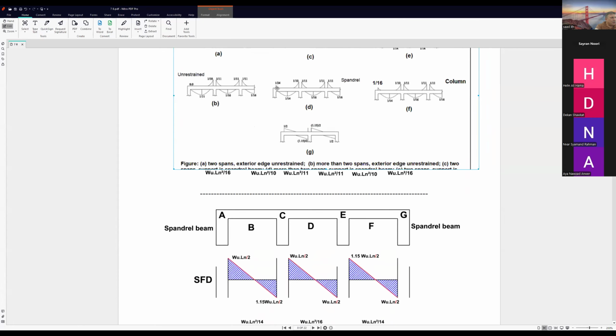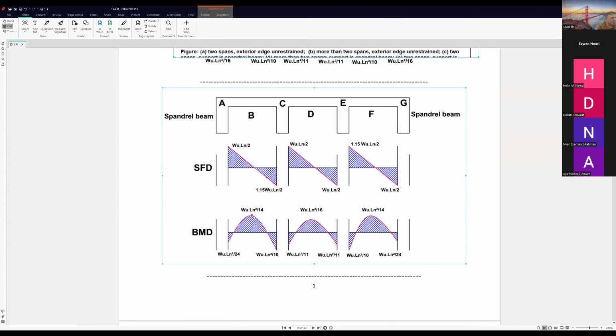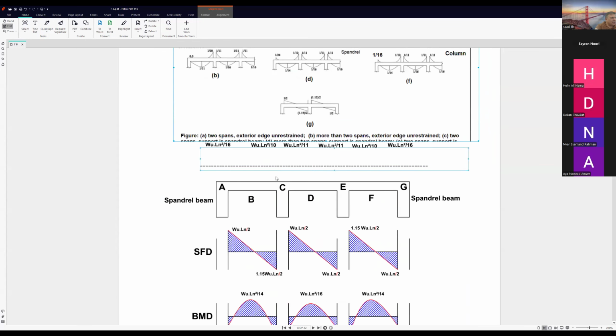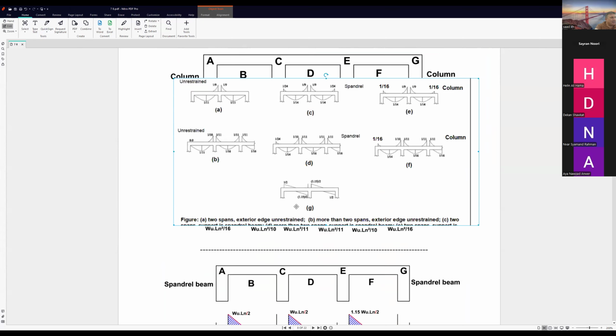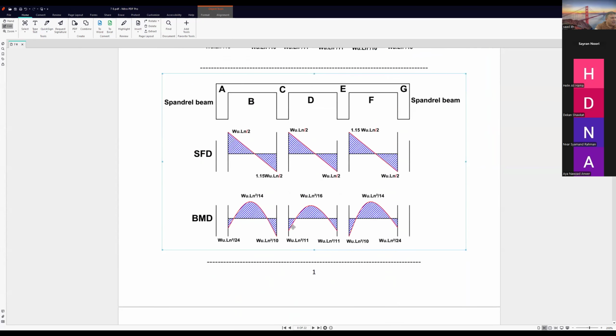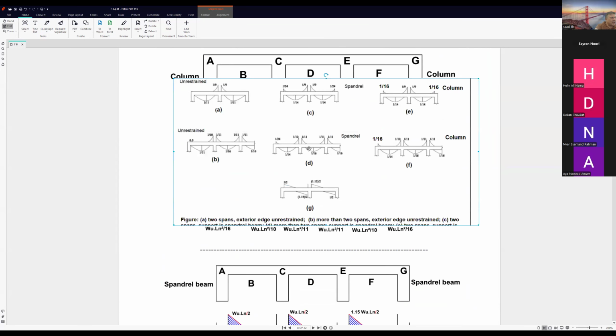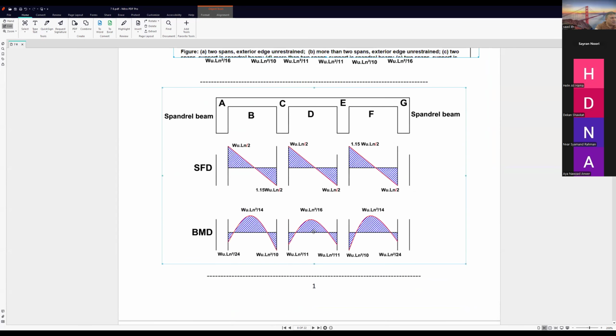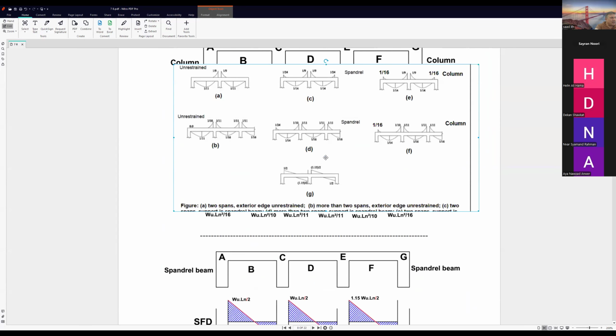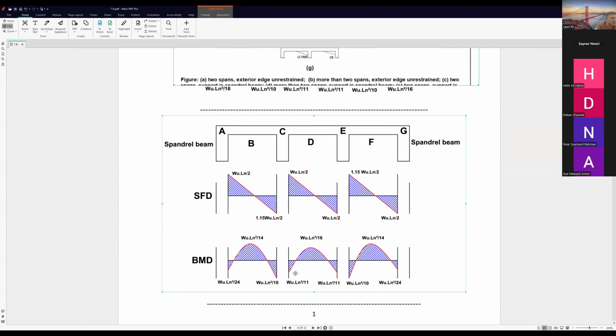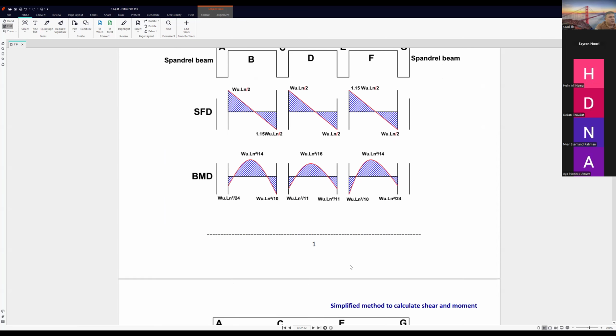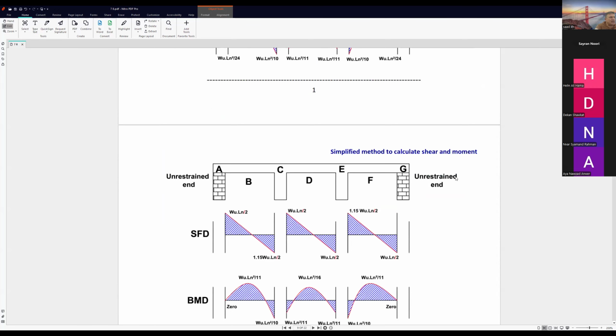So we have WLn square over 24. Then we have 14. We have 10. Then we have WL square over 11. Then we have WL square over 16, WL square over 16. Then we have 11. So continuous. Now we have symmetric. So WL square over 14, 24, 10. What about if we have unrestrained and the brick wall?